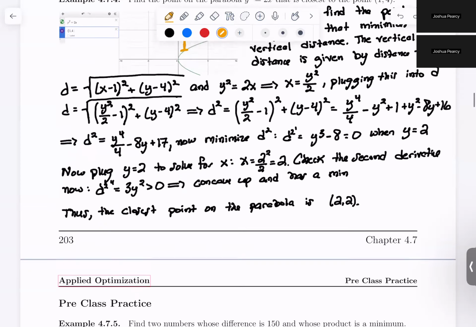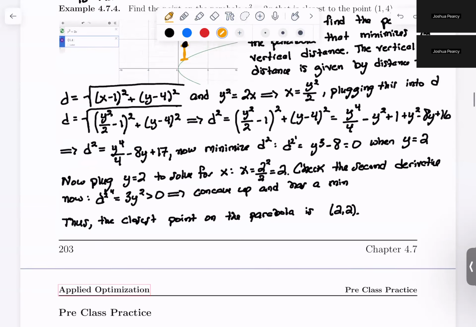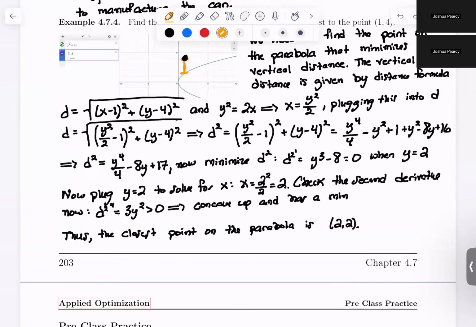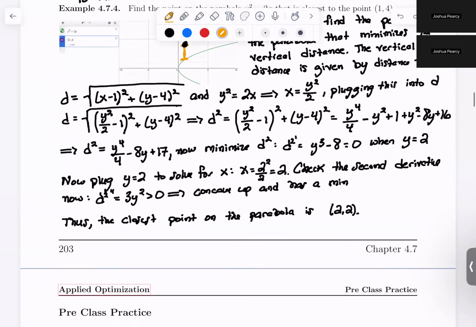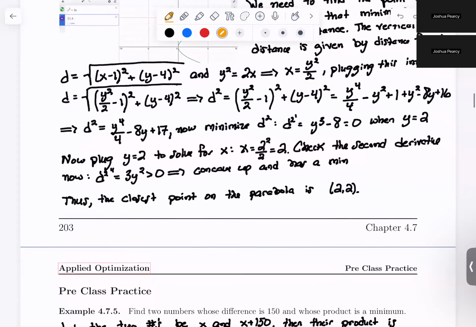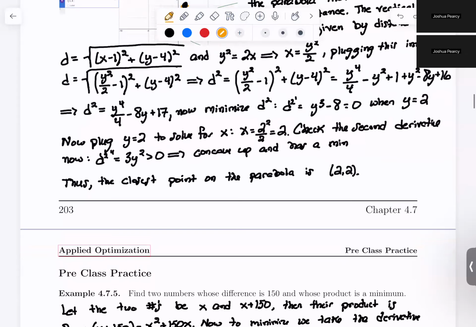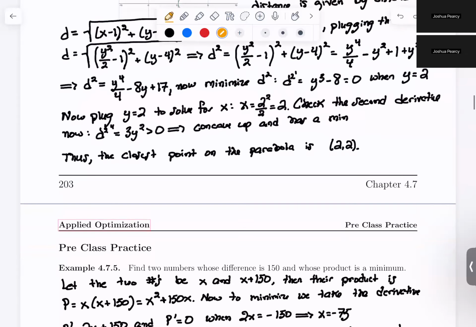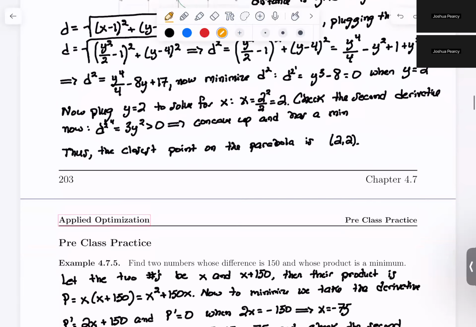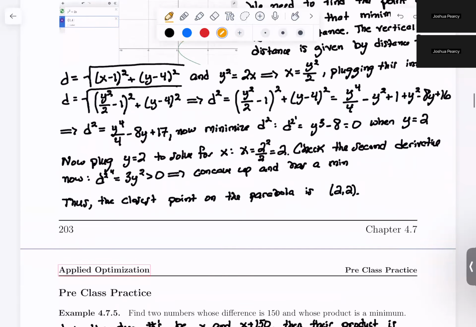Now what I want to do is, again, check the second derivative. So the second derivative is the derivative of this function here, so that would be 3y squared. And again, this is positive because y squared is always positive. So this is a concave up function, and it has a minimum. So now, this implies that the closest point on the parabola to the point 1,4 is the point 2,2.